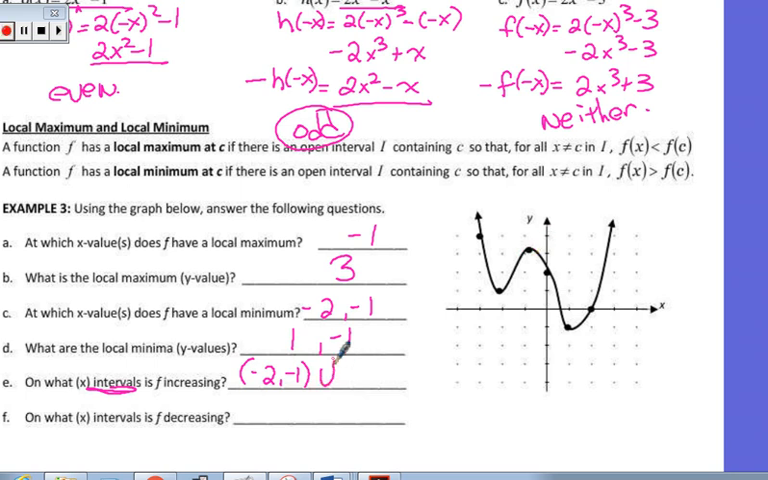I'm going to then pick up again. Where does it start to head up again? Well, that is at 1, and that continues on to positive infinity.